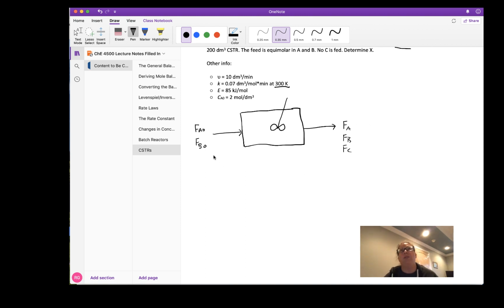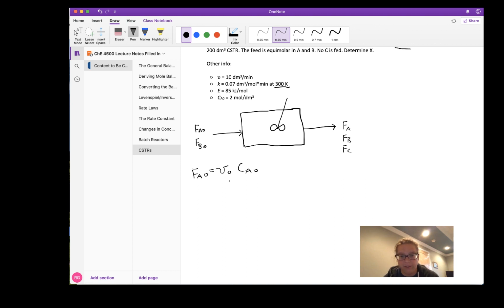So I'm always writing my mole balance in terms of molar flow rates. So these F terms are molar flow rates. They're in units of moles per unit time. But I'm not given the inlet flow rates in units of moles per unit time. Instead, I'm given a volumetric flow rate and a concentration. So I'm going to take that information and say that FA naught is equal to V naught times CA naught. So moles per liter times liter per time should give me moles per time.